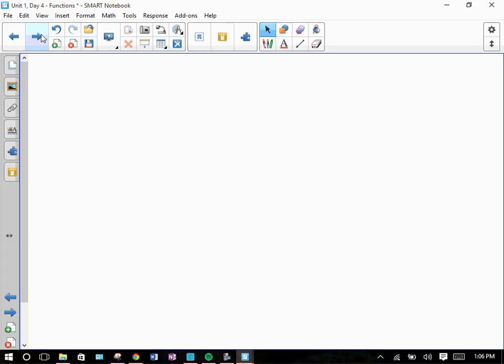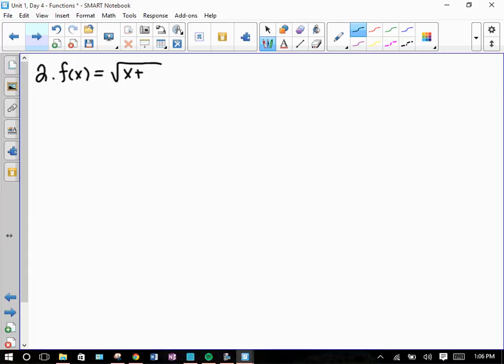It says f of x is equal to the square root of x plus 5. We're looking at x equals 8. So step 1, we want to make sure that this function is defined at x equals 8. How do we do that? We plug 8 in. So f of 8 is equal to the square root of 8 plus 5, which is equal to the square root of 13.